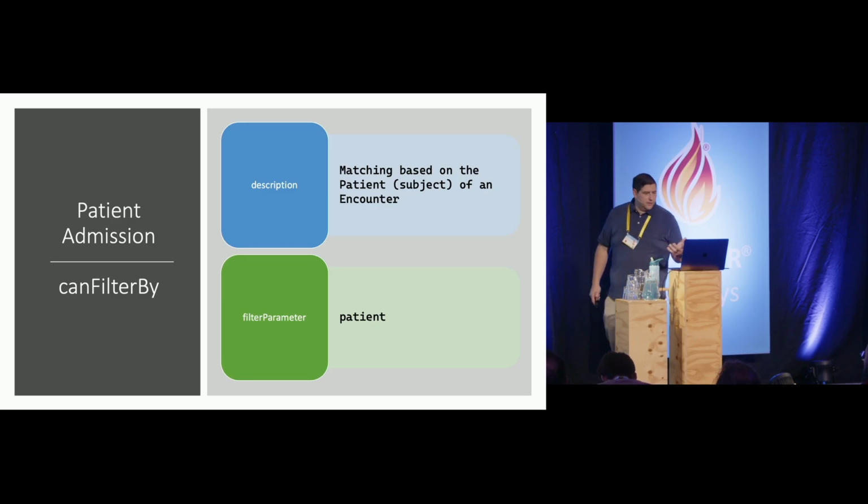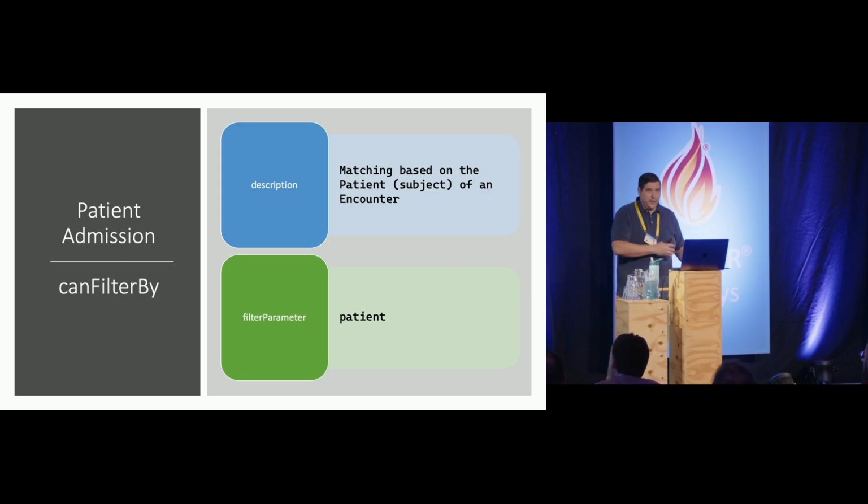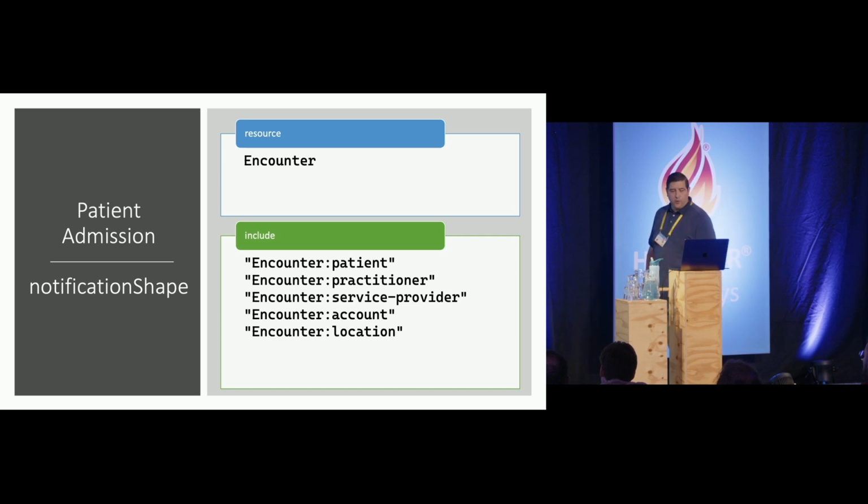Same thing here, just looking into the can-filter-by. So you're saying here, what can an actual subscription filter on? So it's great that we're triggering on every admission. Please don't send every admission to a single patient, because that is a lot of different admissions for a lot of different patients. And so hopefully you're filtering by the patient ID before you send them. And then the shape. This is what we were talking about before. We have an encounter, we're starting as the root, and we probably want to include the patient, practitioner, service provider, accounts, location, all the fun stuff.